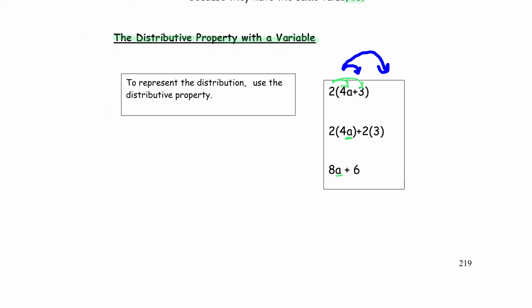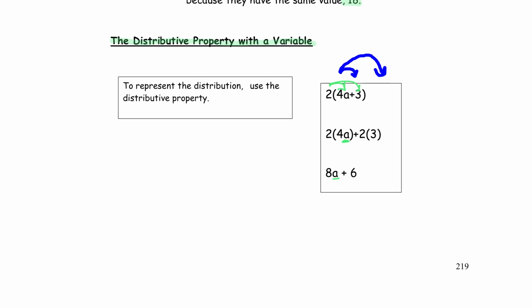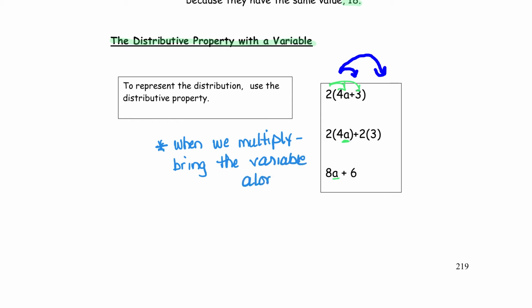One of the most important things we need to remember is when we use the distributive property with a variable, let's write this down: when multiplying with a variable, we just bring it along. When we multiply, bring the variable along. Make sure you copy that into your notes. Just copy that down. All right, great job.